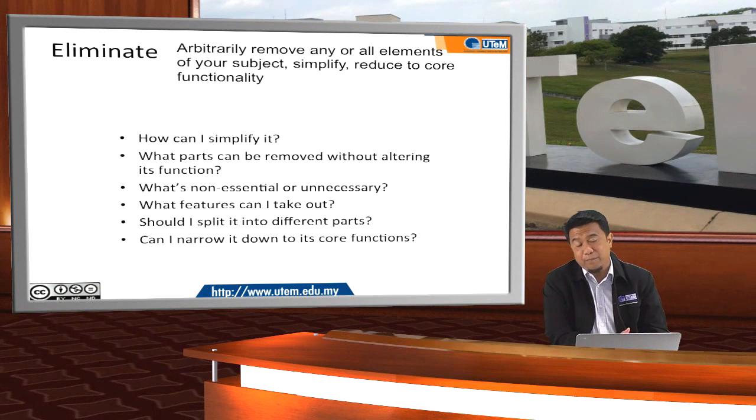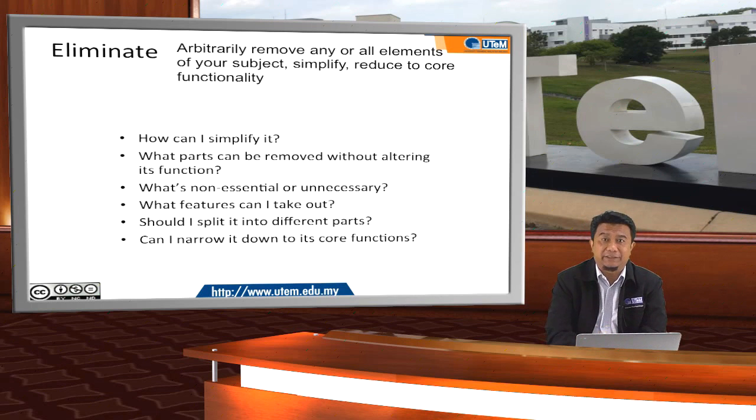Now, E in SCAMPER means eliminate. This means to remove any or all elements of your subject, simplify or reduce it to core functionality.